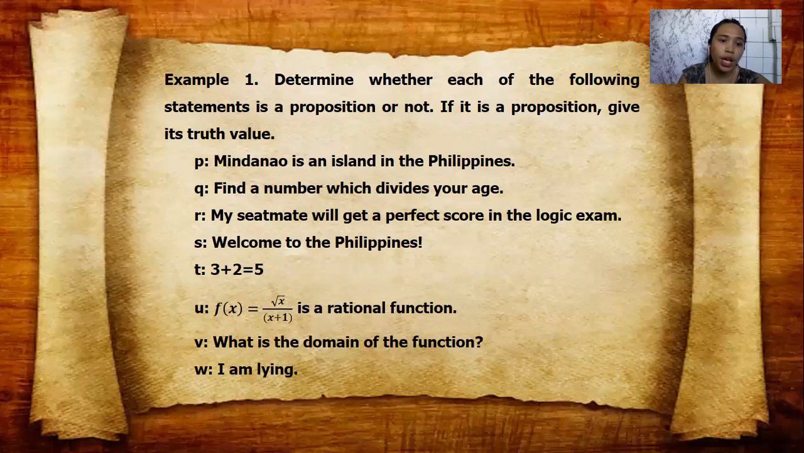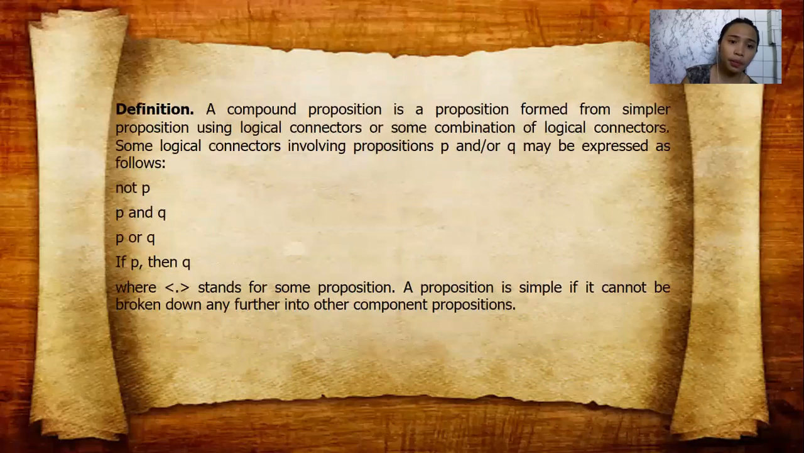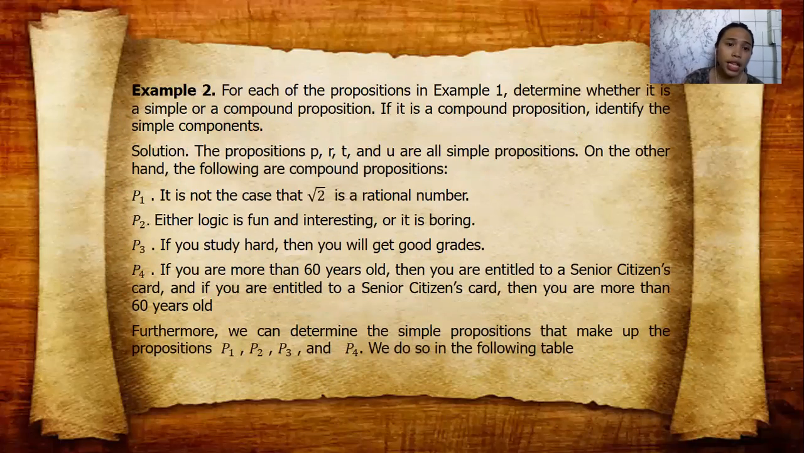Okay, here. Your P, Q, R, and S are simple propositions. Why? Because it is just stating one statement. It can no longer be broken down any further. But the statements below, P sub 1, P sub 2, P sub 3, and P sub 4 are examples of compound propositions.